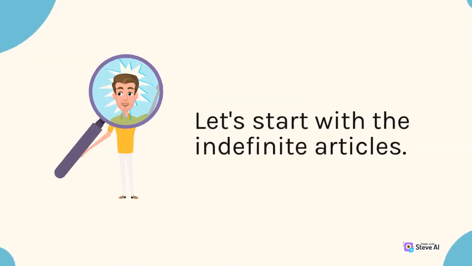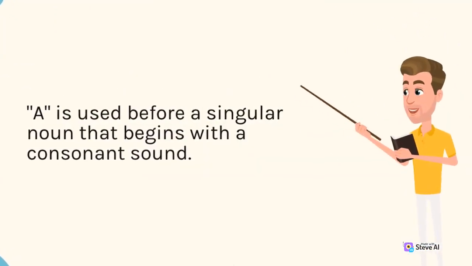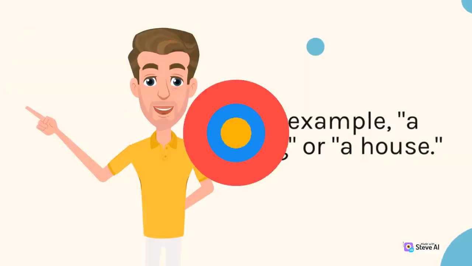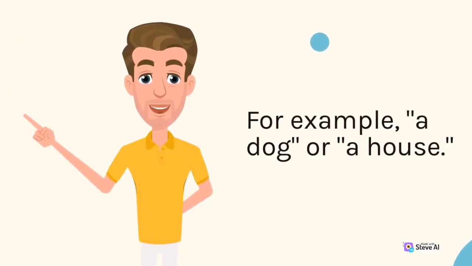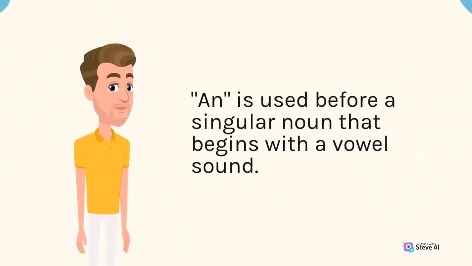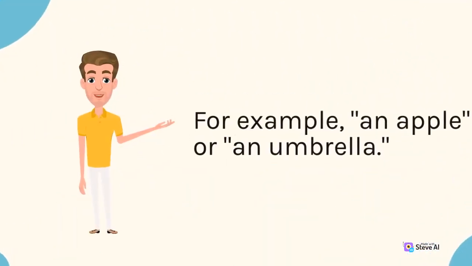Let's start with the indefinite articles. A is used before a singular noun that begins with a consonant sound. For example, a dog or a house. An is used before a singular noun that begins with a vowel sound. For example, an apple or an umbrella.